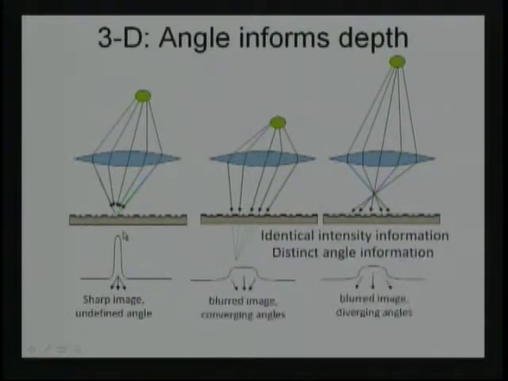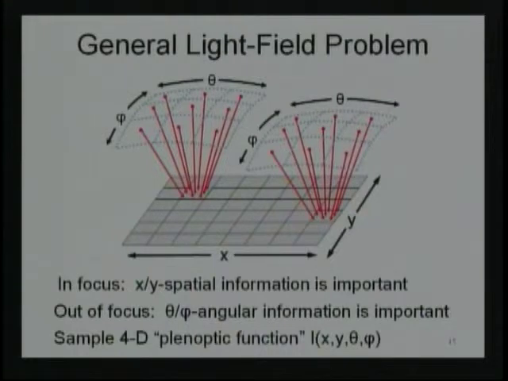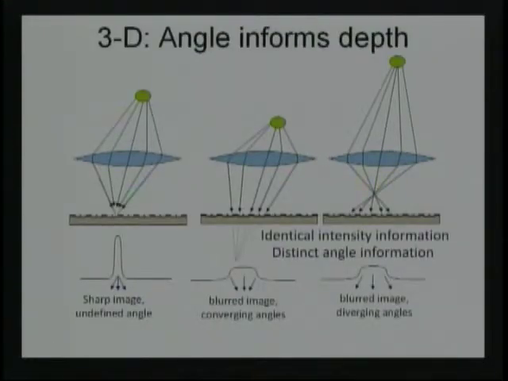However, if you have incident angle information, now you can. You can see, in this case, clearly you are closer than the focal plane. In this case, you're farther away. And furthermore, if you know enough about the angle information, you can actually reconstruct back to that other focal plane. So you can bring back your 3D information by having this additional captured information.